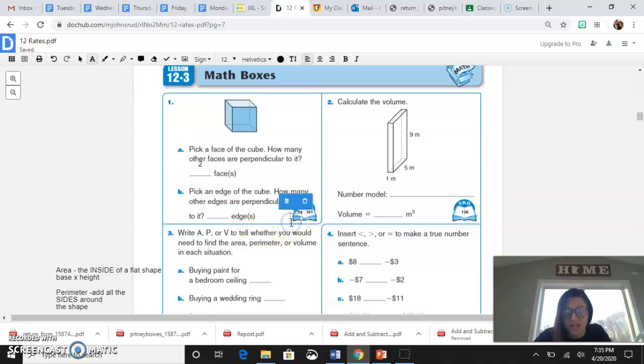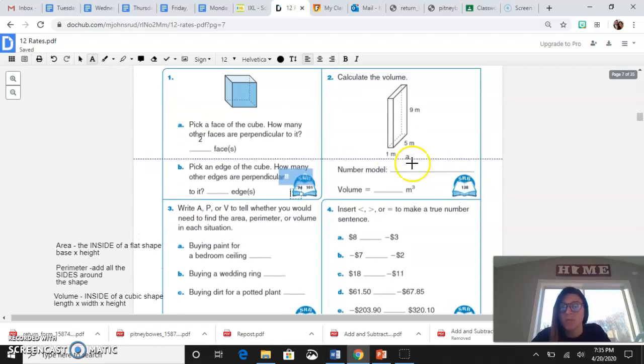Pick an edge now, okay? Here's an edge right here. Okay, so if I pick this edge, what other edges are going to be 90 degrees to it? I'll give you a little hint. The top, there's 1 and 2 edges that are 90 degrees to this edge. So you can figure the rest of that out on your own.